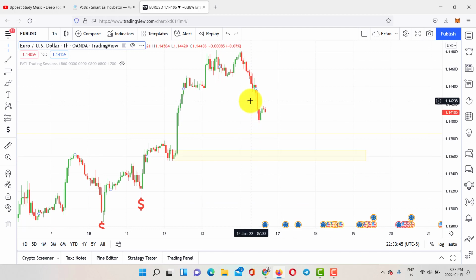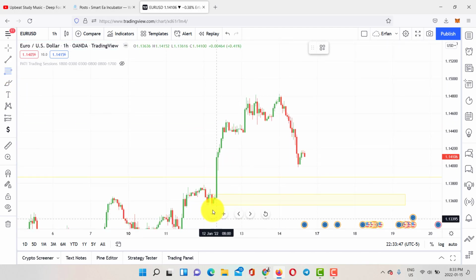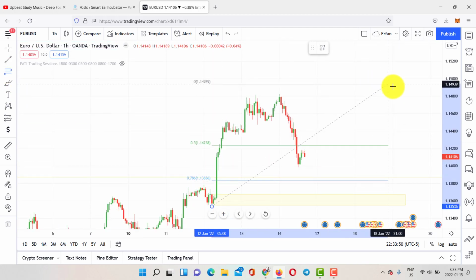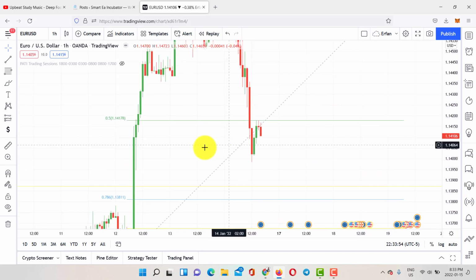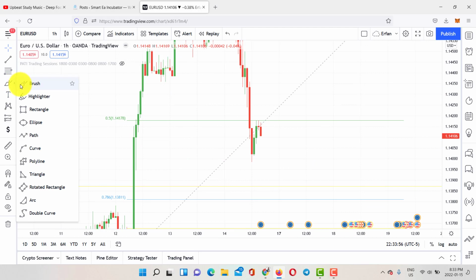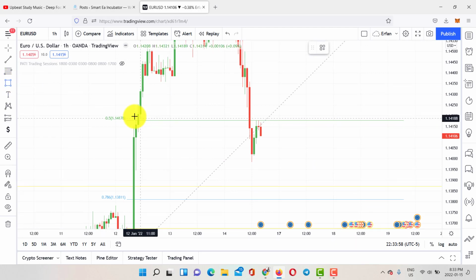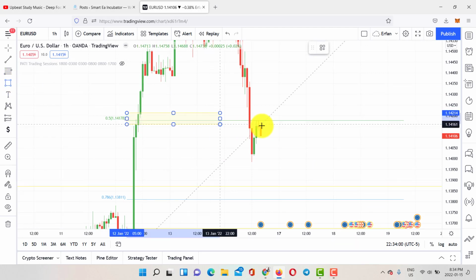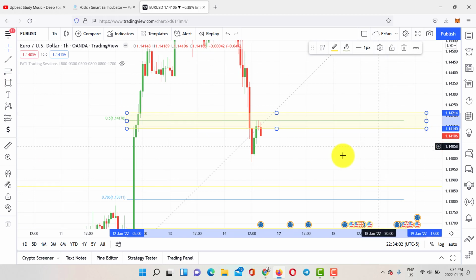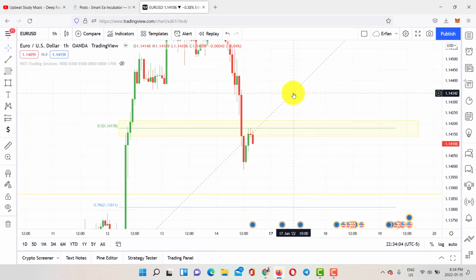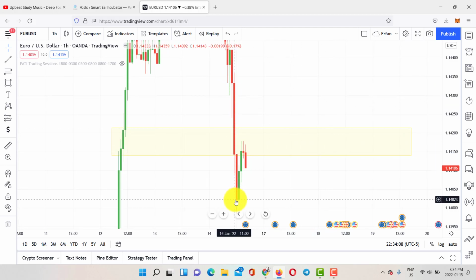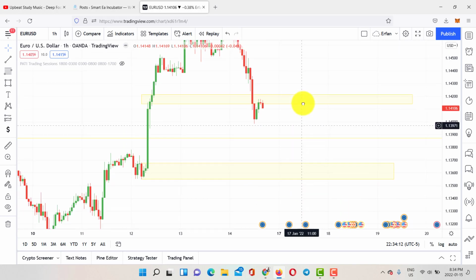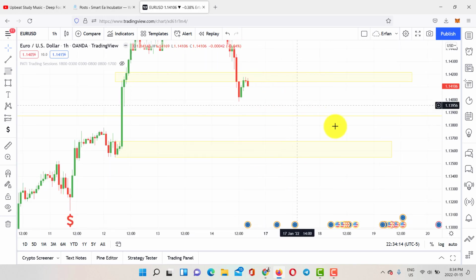I can also use Fibonacci if you want. I don't really use them, but I can use them for the sake of this video. It's a really interesting level, because this is our 50% level. This is our golden area. So our golden zone is somewhere around here to here, and it's actually made a very beautiful pattern. We had a break of structure here, correction, and now continuation towards downside, probably up to here. So we'll see what happens.